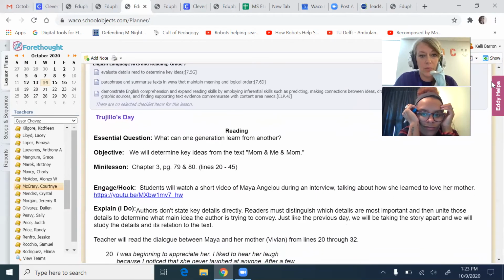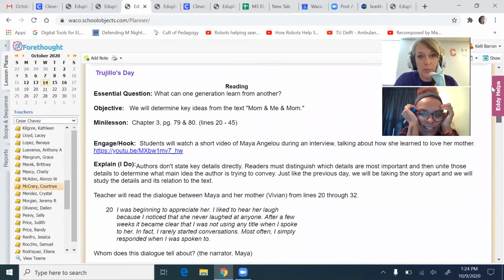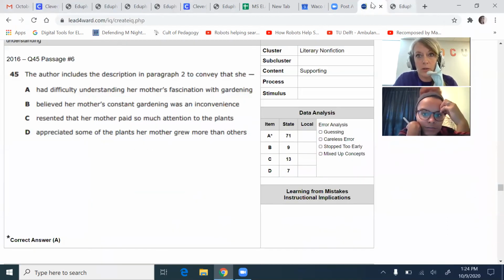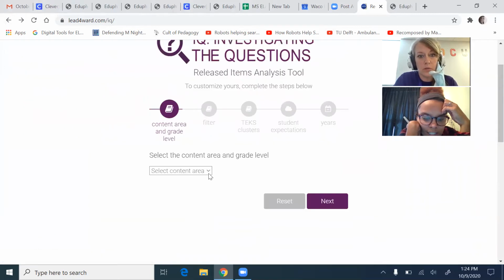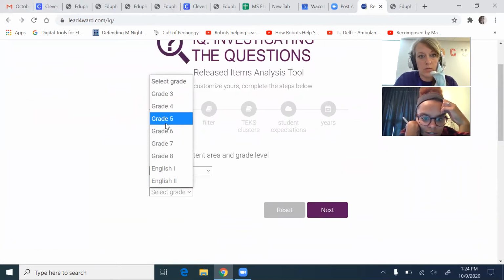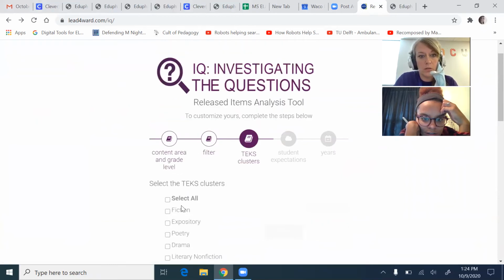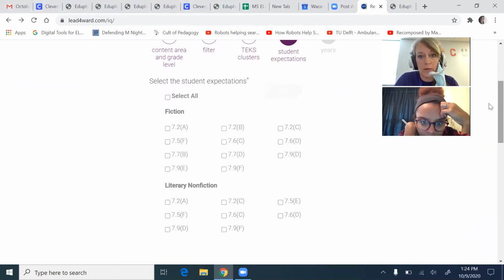So we're going to have to go through and see if 7.6D is on there. We know that 7.5G is not, so we'll have to see if 7.6D is on there. So let's go ahead and look. Let me go back to, where'd I lose it? Right there. 7.6D it was. I think, yeah, 7.6. ELAR. Let's select grade 7 next. And we're going to go with literary nonfiction and fiction. And we're going to go with 7.6D. And we've got 7.6D under fiction and literary nonfiction.